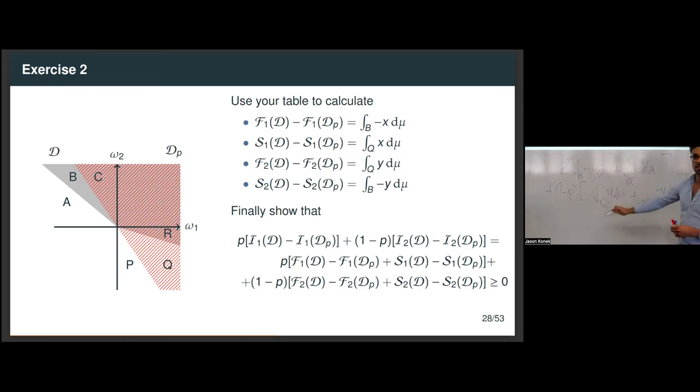Well, these are the same region, so I can collect those up, and then P here is just a constant, so I can push that inside the integral. So I can write this as Q. We want this to be greater than or equal to zero. Let me put one of them on one side of the inequality and the other on the other side.